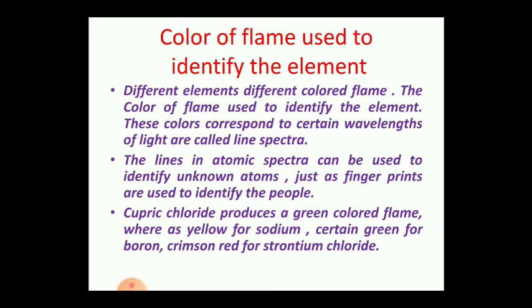So, for a particular element, when the element is heated, the electrons emit the energy with the same frequency. That frequency is with the higher intensity. So, the flame from the element is with a particular color. That's why different elements emit different colored flames. The color of flame is used to identify the element.